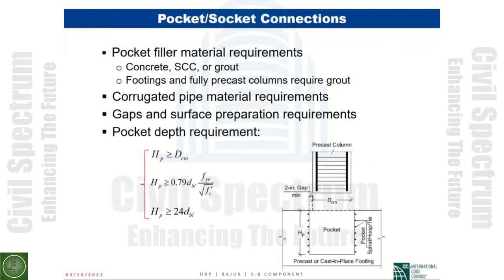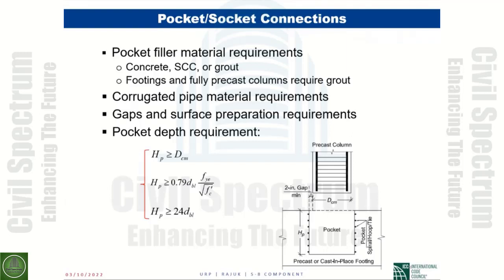As far as the pocket or socket connections in the guidelines, we talked about how you can have an opening in the footing or in the cap beam or both, and insert the precast column. There are specific provisions on how to form that opening in the footing or the cap beam; usually we use corrugated pipes. For these corrugated pipes, we say how thick they should be. What are the characteristics that they should have? We also identify the gap that you have between the precast column and the pocket itself.